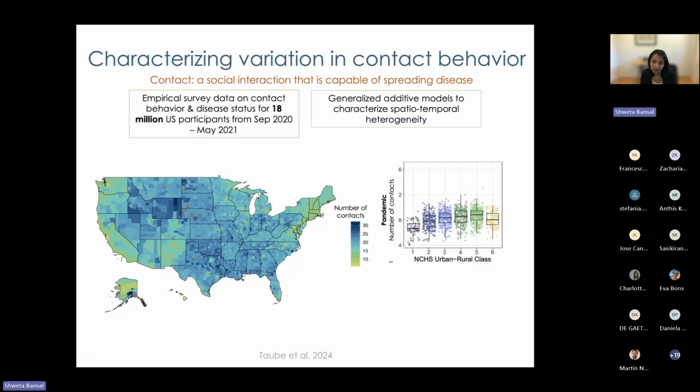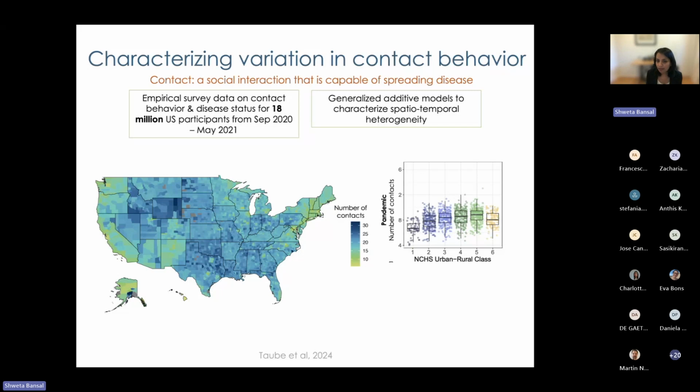And so we wanted to understand, for example, what happens across urban-rural classes, where 1 is the most urban and 6 is the most rural in the United States. How does the number of contacts vary? This is really important for understanding whether transmission is density or frequency dependent, and how urban versus rural environments really differ in terms of contact. And so this pattern is what we got.